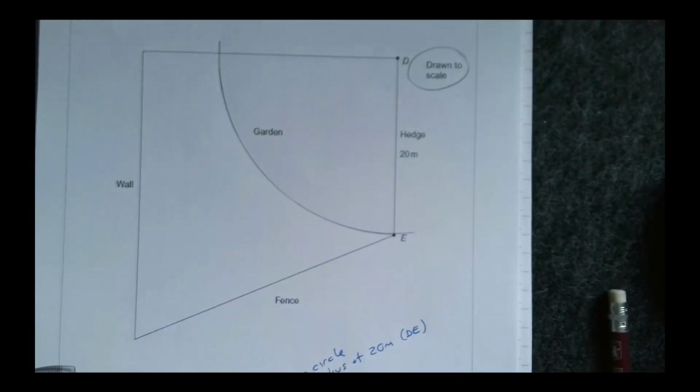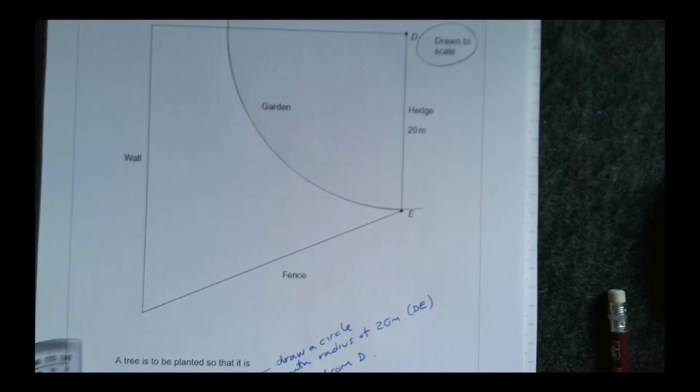Now for the next set of instructions, where it says the same distance from the wall as from the fence, for this what I need to do is an angle bisector.